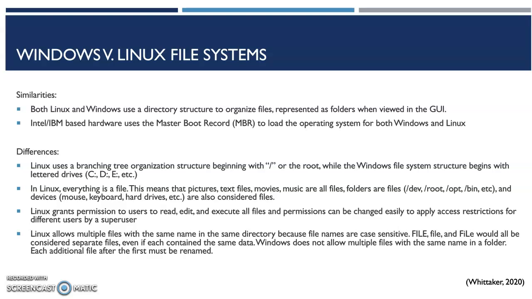For Linux, that system allows multiple files with the same name in the same directory, because file names are case sensitive for Linux. So for example, there, all caps file, all lowercase file, and a mixture of upper and lowercase would all be considered separate files in Linux, even if each contain the same data. Windows does not allow multiple files with the same name in a folder. Each additional file after the first has to be renamed.